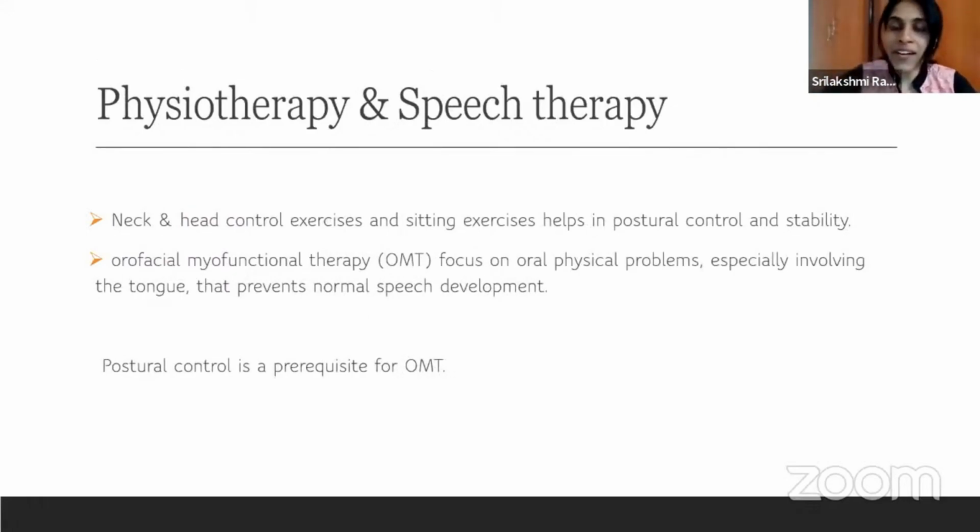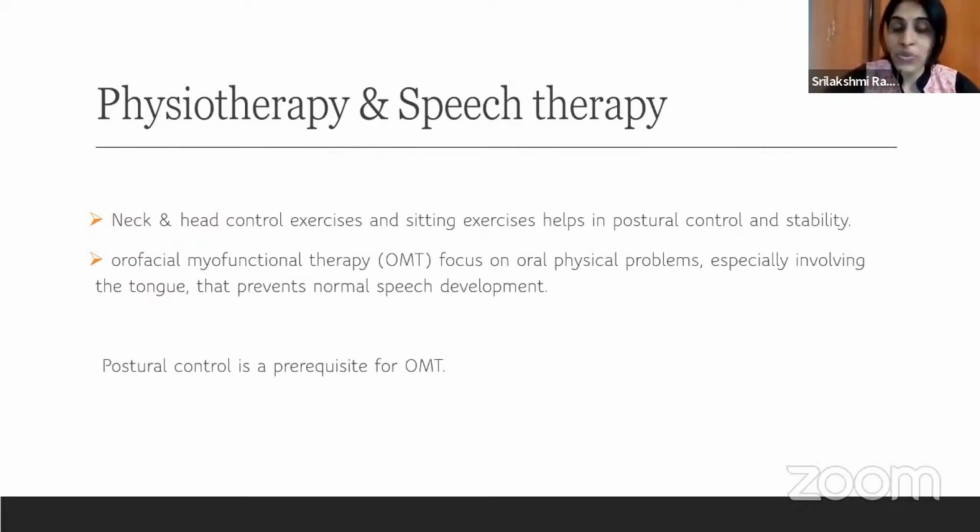So since we are looking into a multidisciplinary approach, I would carry forward my presentation in the same aspect. How does a physiotherapist's intervention help a speech therapist, or how can both professionals complement each other or work to bring a better and faster result in a child?